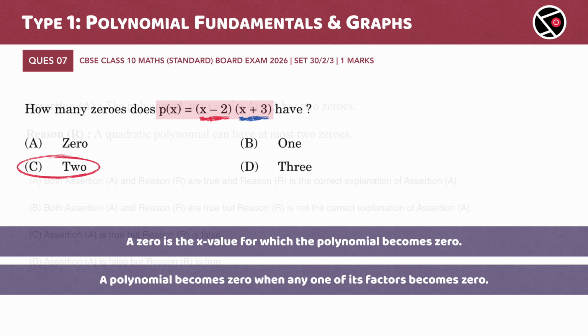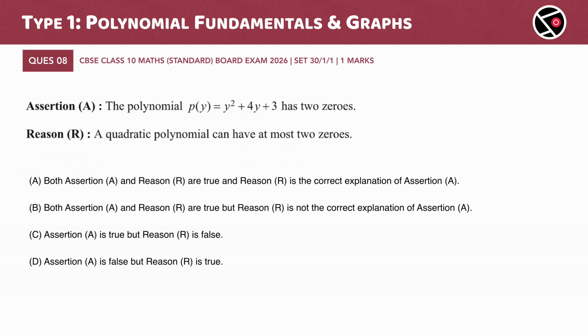Next we have an assertion reason question. Pause the video and give it a try. Alright, let's start with the assertion. It says that the polynomial y square plus 4y plus 3 has 2 zeros. Yes, that's true.